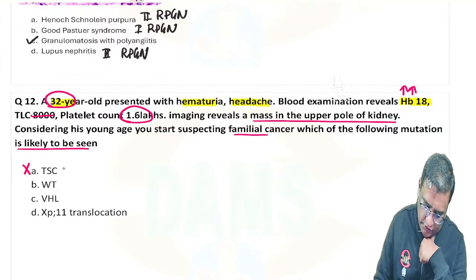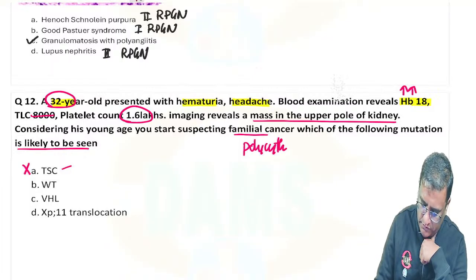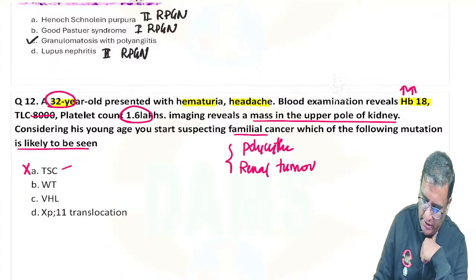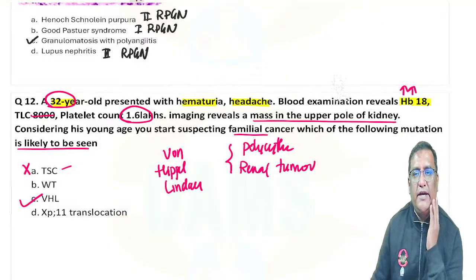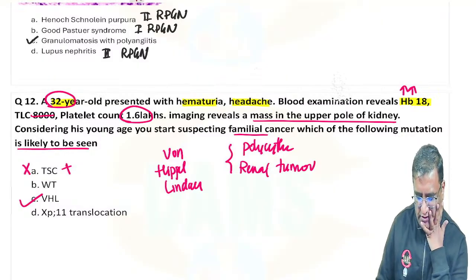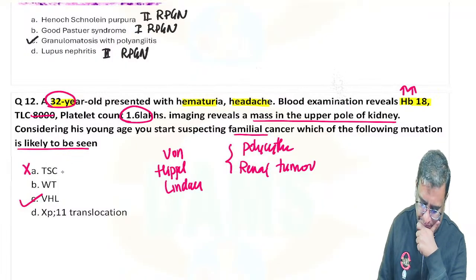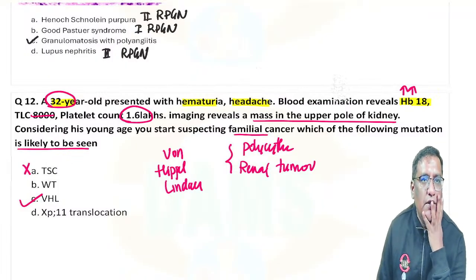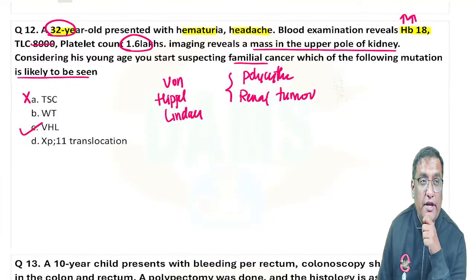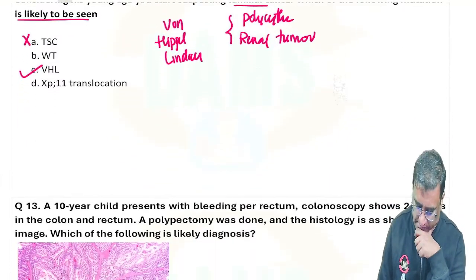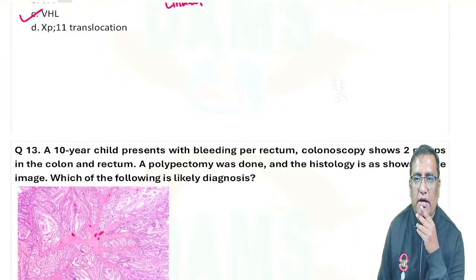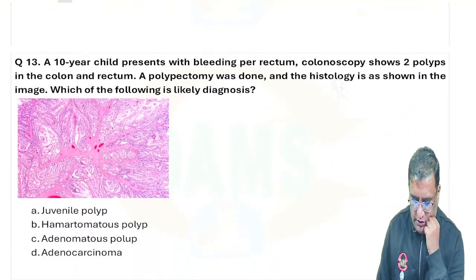TSC? No. Tuberous sclerosis will not present with this. So what all features does the patient have? Polycythemia and a renal tumor. So what do you suspect? Von Hippel-Lindau syndrome, which will be due to VHL mutation. So it is not TSC. Which renal tumor will be there? Clear cell RCC will be there. Next, question number 13.